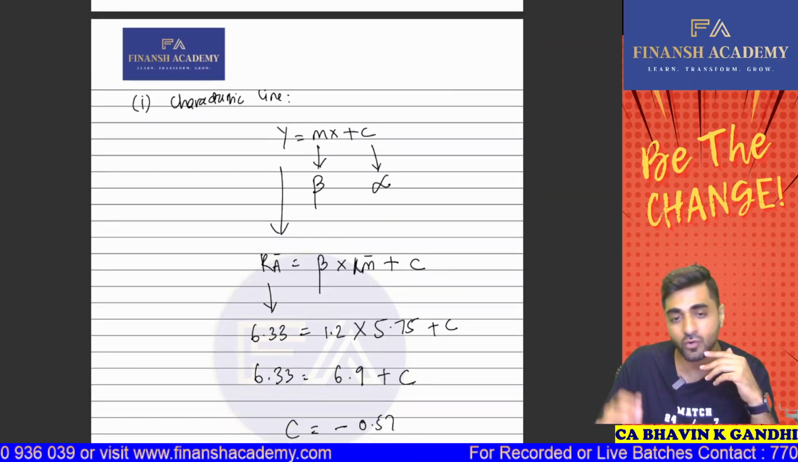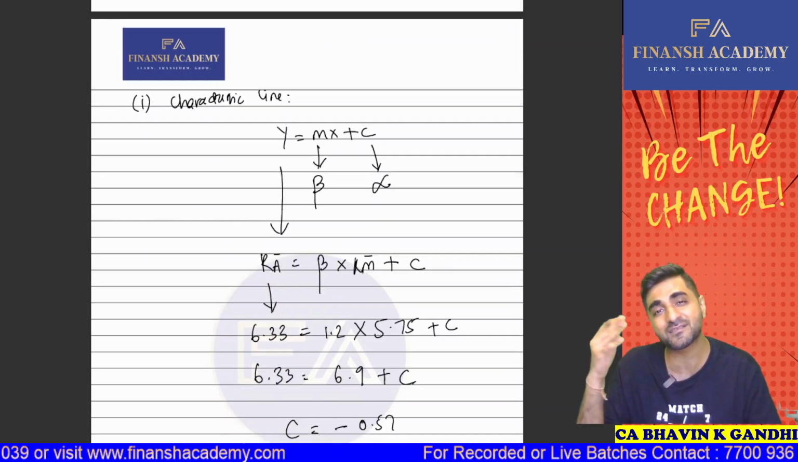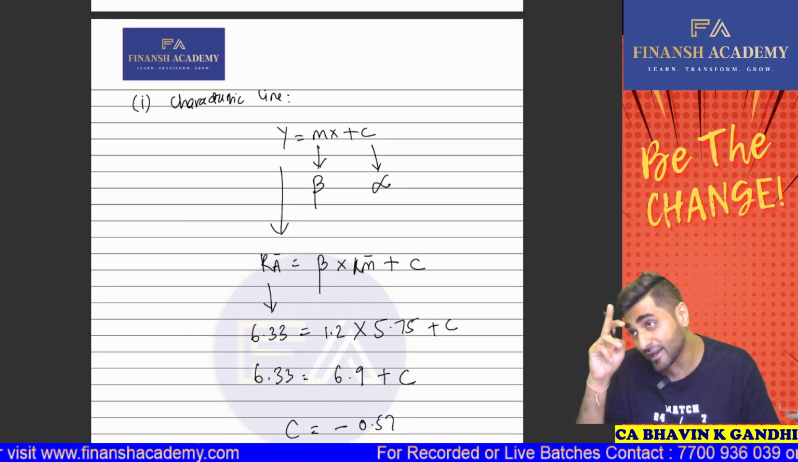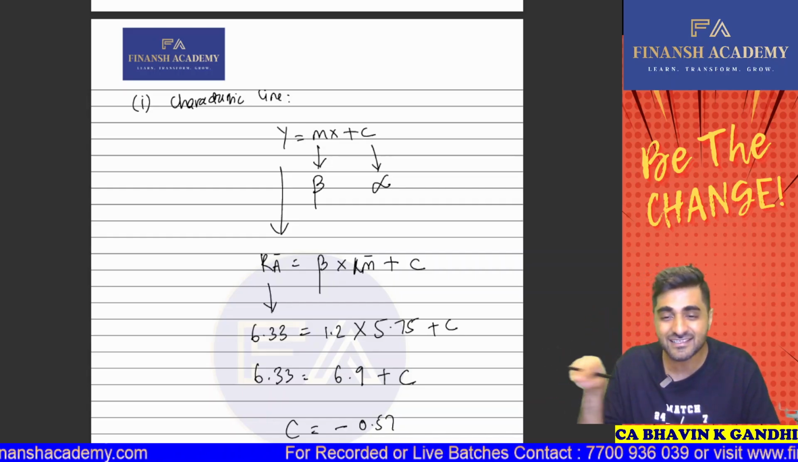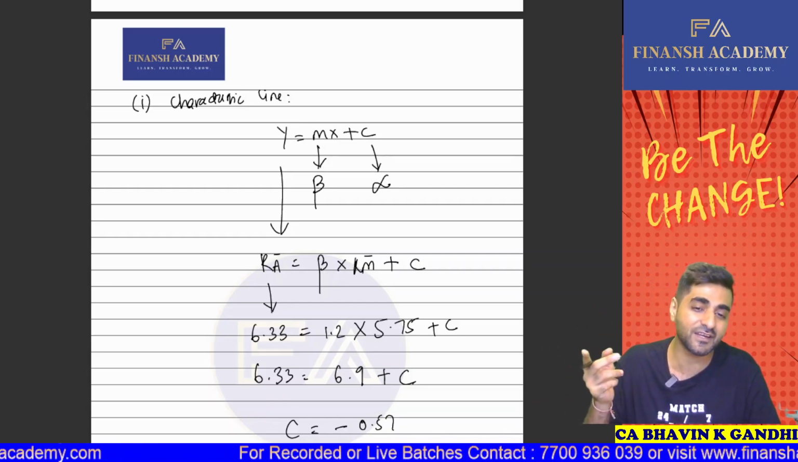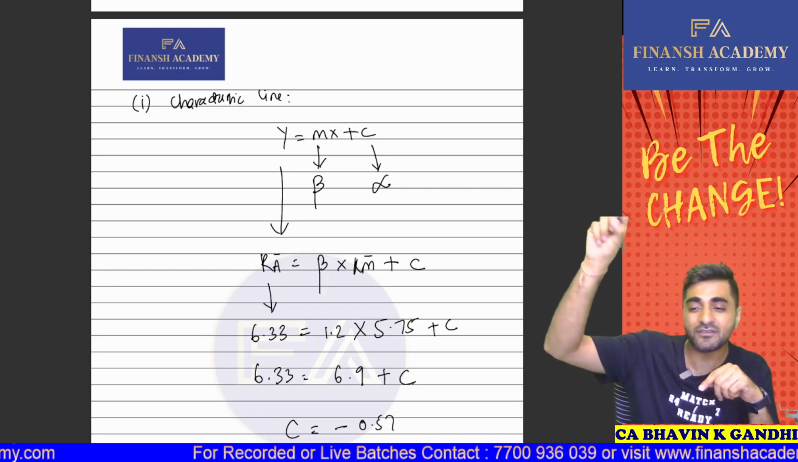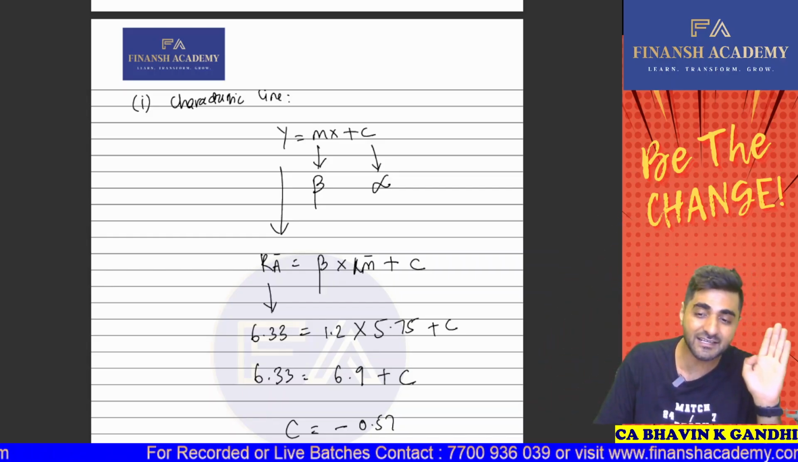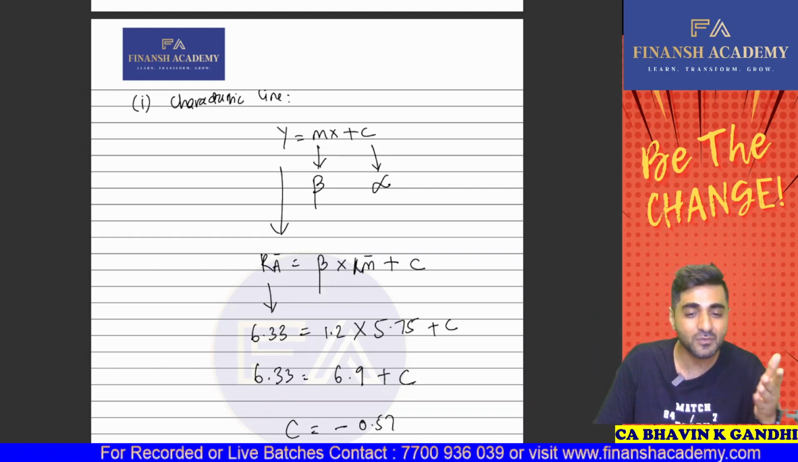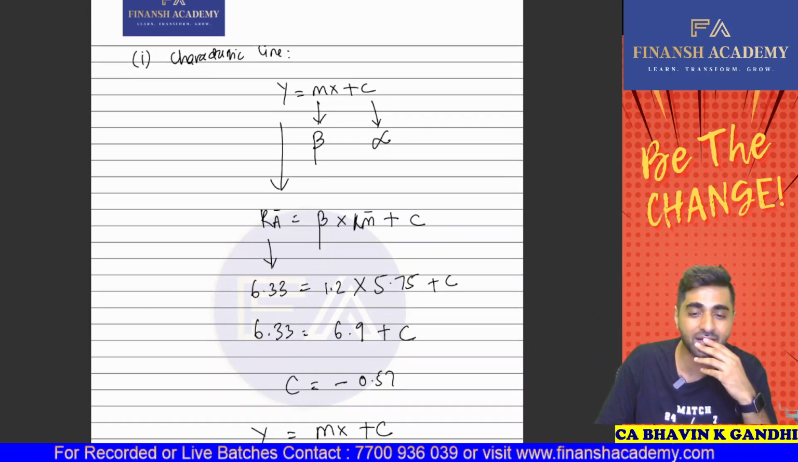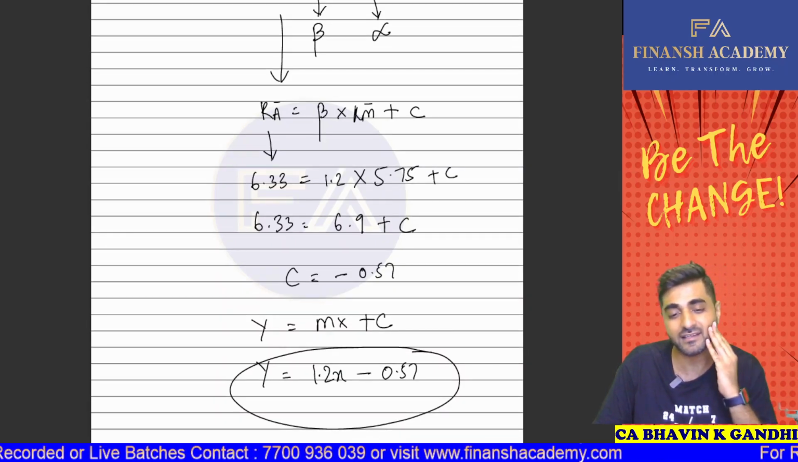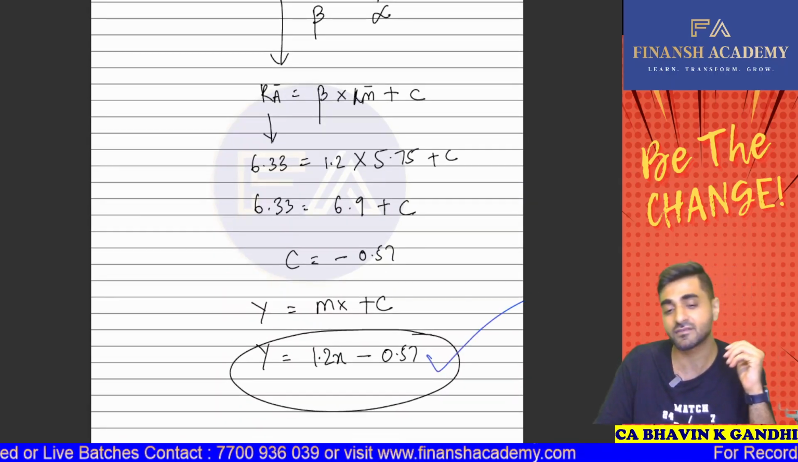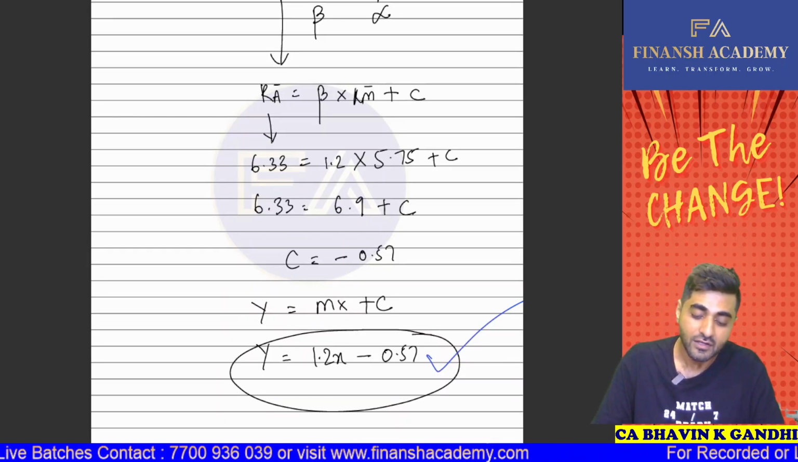The characteristic line, as I told you, is y is equal to mx plus c, where y is your expected return over the risk-free rate, x is the expected return of the market over the risk-free rate, m is the slope of the line, that is beta, and c, the intercept, is your Jensen's alpha. Based on this, my dear students, you can calculate it and eventually get y is equal to mx plus c, and this is how the equation will be derived. That's the final part of the answer.